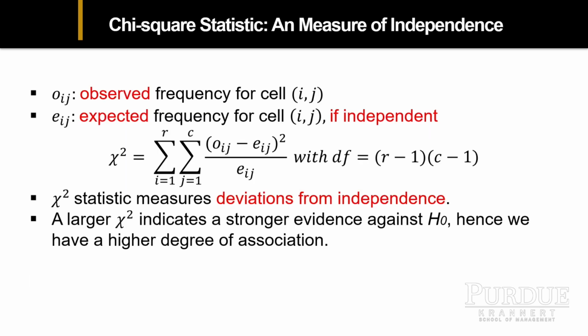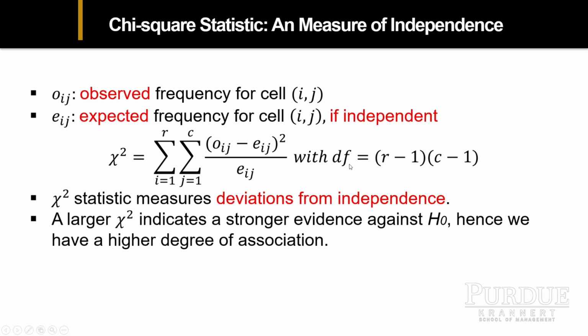The chi-square statistic is a measure of independence. Here's the formula for the chi-square statistic. The basic intuition is that we denote O_ij as the observed frequency for cell ij and E_ij as the expected frequency for cell ij if the variables are independent. If these two are independent, we can calculate the expected one. Then we calculate the difference between the observed one and the expected one, square it, divide by the expected one, and sum over all the entries. That's called the chi-square statistic.